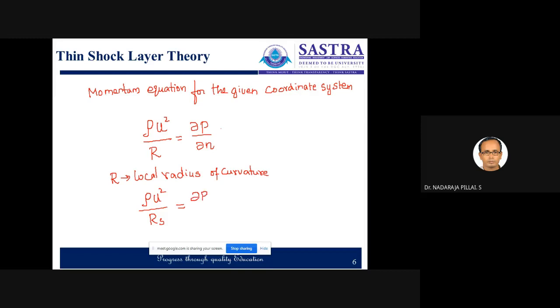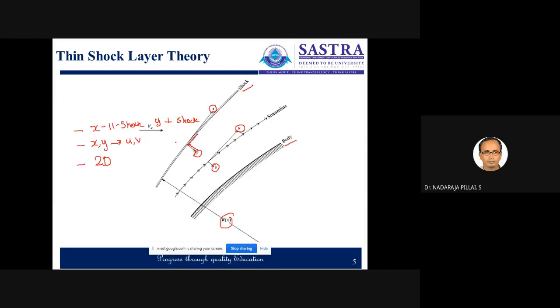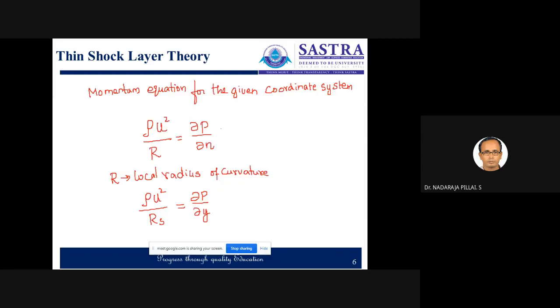So this can be written as dou p by dou y. N is a normal vector, hence in this case we can write y. So Rs is the shock radius of curvature.